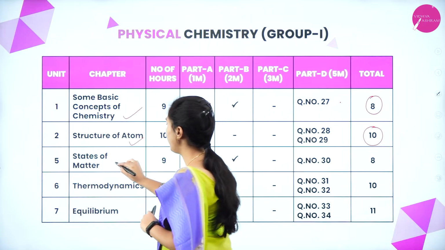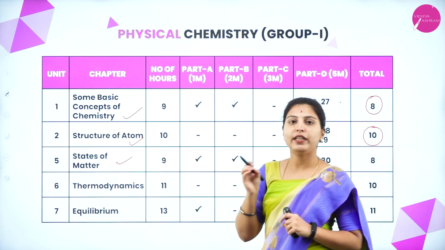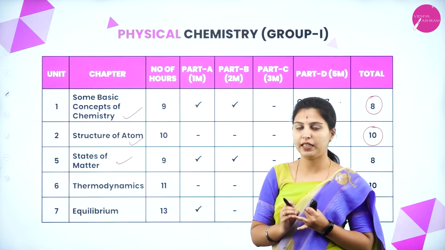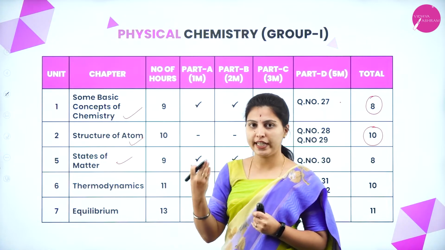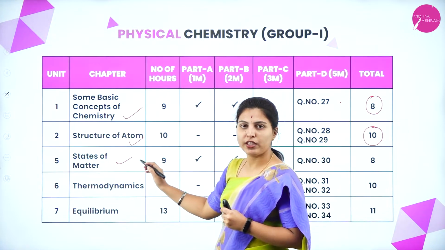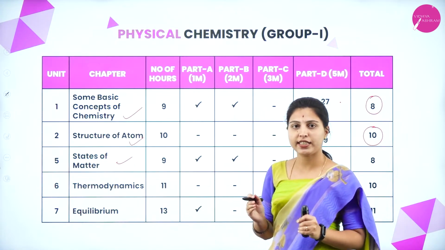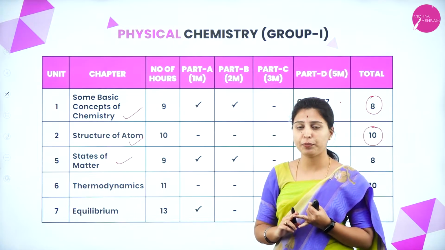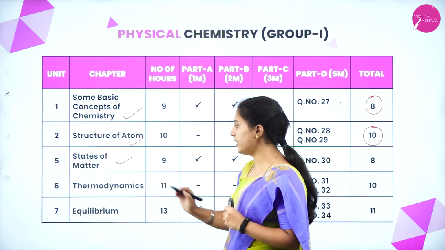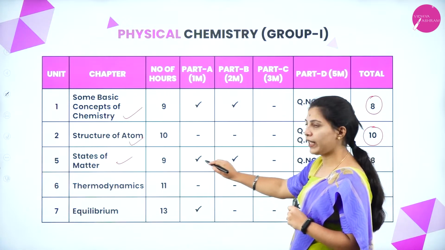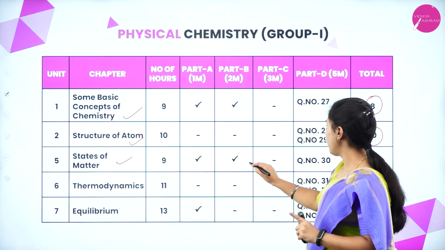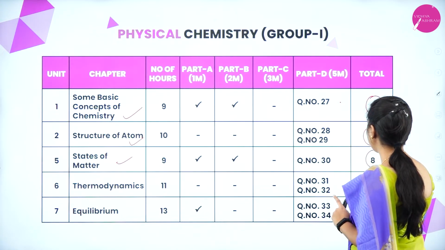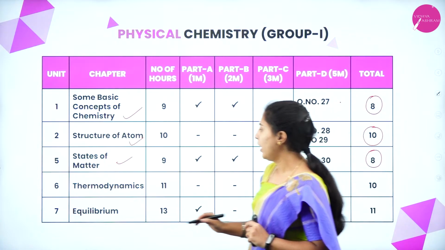In states of matter, this year you will read the gaseous state and liquid state as per your syllabus. The solid state you will read next year. For this year only the gaseous and liquid states of matter and their physical and chemical properties, overall things you will study in this chapter. In this chapter you will get 1 mark 1 question, 2 mark 1 question, 5 mark 1 question. Overall allotted will be 8 marks.